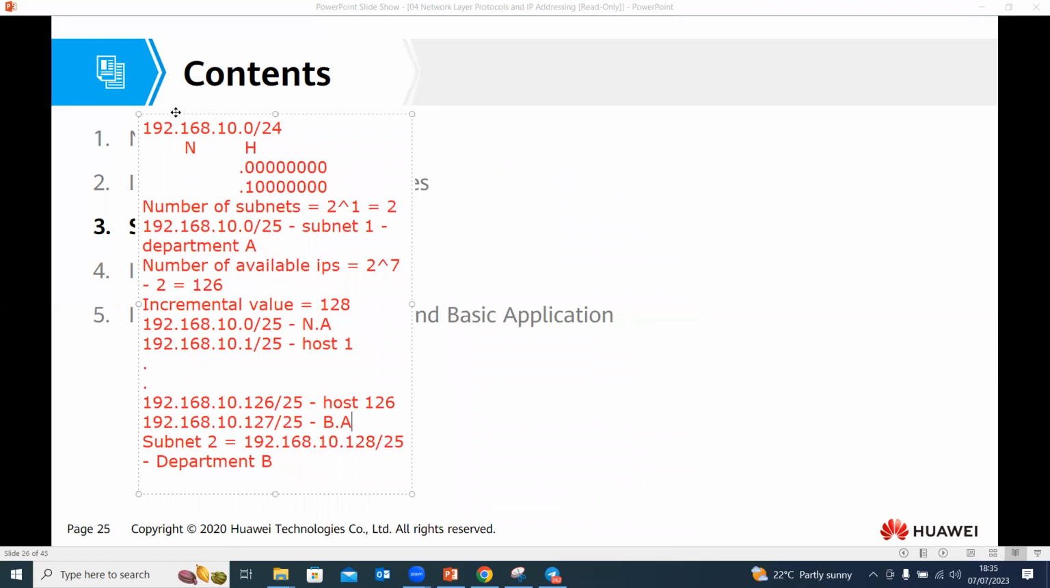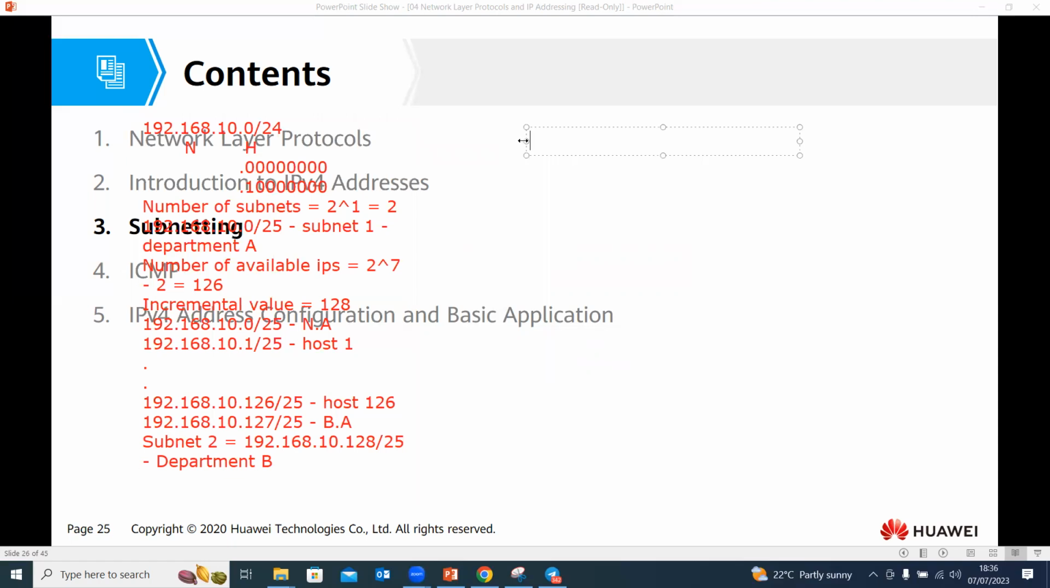Yes. Now for department B, let's do it here also for department B. We are now on department B. Let's calculate for department B now. But now remember that these things keep on increasing. If you observe, 127 is the broadcast address.